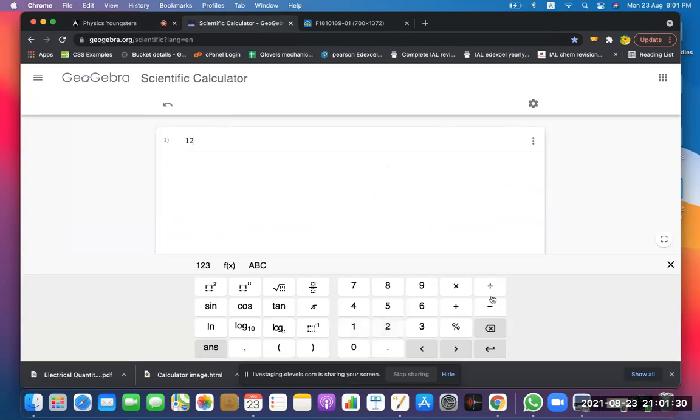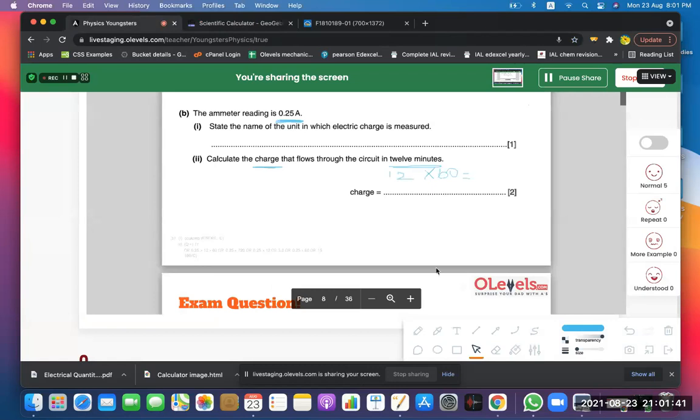12 multiplied by 60. And what do we get here? 720. We get 720. 12 multiplied by 60, we get 720 seconds. We write s in small, seconds. We got 720 seconds. Now let me check the answers.